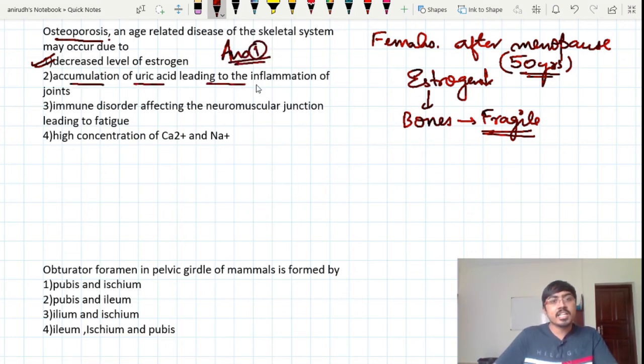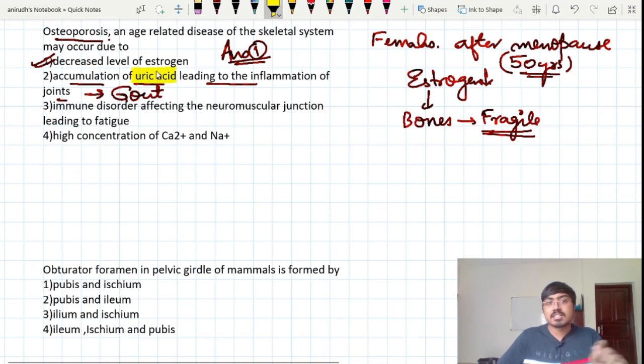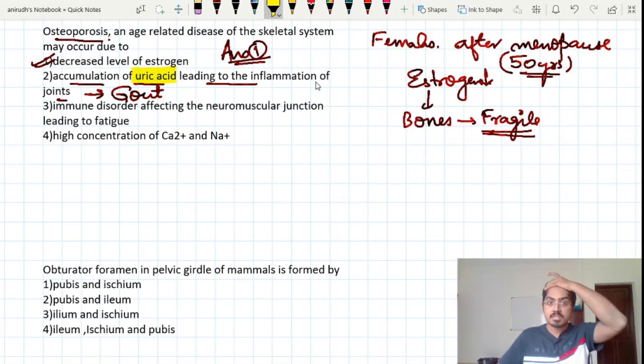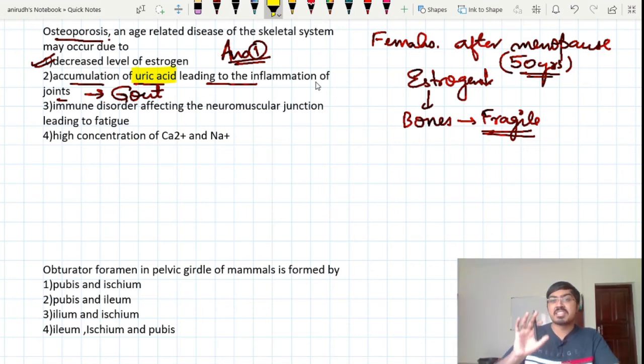Accumulation of uric acid leading to inflammation of joint. This is called gout. Uric acid crystals form and are present in the synovial cavity, and that will cause tremendous pain, especially when they sleep for some time, and during the sleep they wake up because of this excruciating pain.